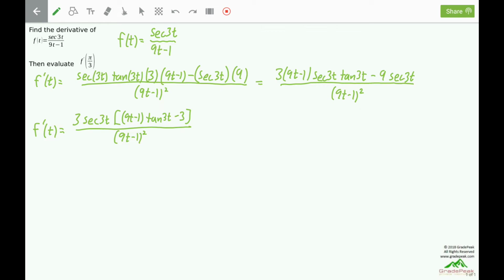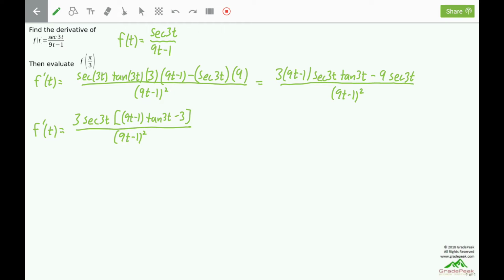Now the 9t minus 1 in the numerator cannot cancel with that 9t minus 1 squared in the denominator because it needs to factor out. And it can't factor because it's only in this term, it's not in this term. And therefore it's not going to factor. And until you can factor, you will not be able to cancel it. So there's as simple as we can make the derivative f prime of t.